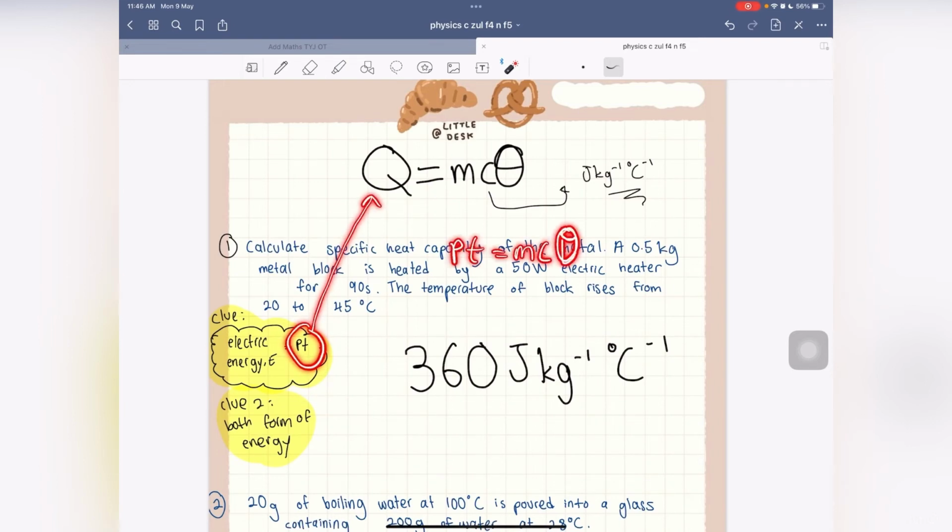And right now, if you notice, we have only one variable left, which is what we actually need, because we are trying to find the specific heat capacity. We know the value of P, which is 50, given in the soalan, and t is given in the soalan as well. See, 90 seconds. So we're just going to substitute it in and solve it. Eventually, you're going to get this answer. Don't forget your unit is joule per kg, so it's -1, and per Celsius, -1.